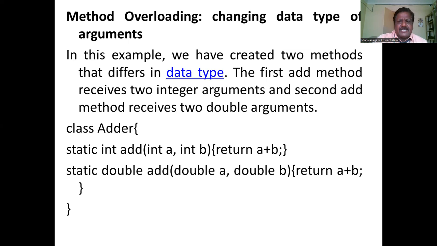Method overloading by changing the data type of the argument. In this example, we have created two methods that differ in data type. The first add method receives two integer arguments, and the second add method receives two double arguments. First, we will create the class called Adder. It contains the add method static int add with int a, int b, and its statement is return a plus b. And again, we are defining the same method, static double add. It contains the parameters double a, double b, and the statement return a plus b.